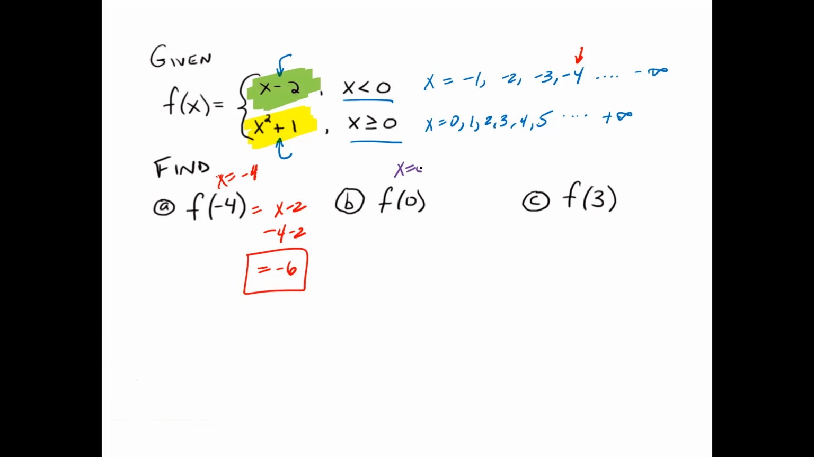B, here it's saying x equals 0. So which equation includes 0? Is that the green one or is that the yellow equation?